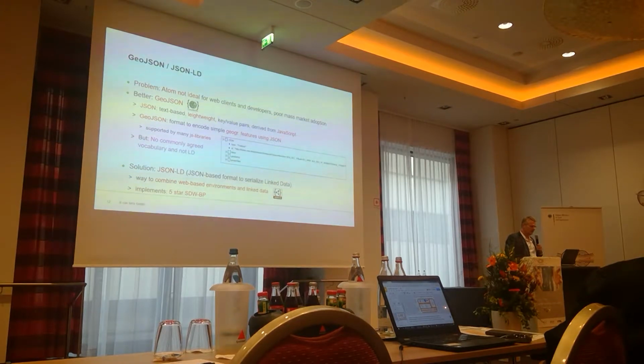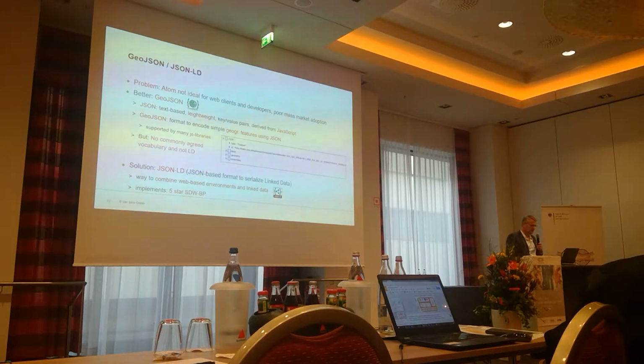The only problem at the moment was that Atom is not ideal for the latest web clients and developers, and it's not so much adopted at the moment for the mass market. And this was the reason that we also developed two extensions which are based on GeoJSON. JSON is, I guess everyone knows, JavaScript derived, and GeoJSON is an extension to provide the spatial information and to provide a standard set of properties as well.